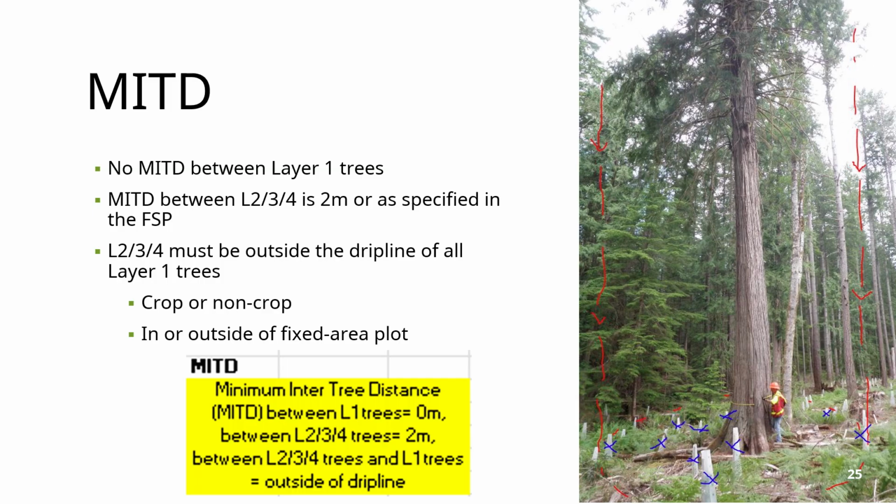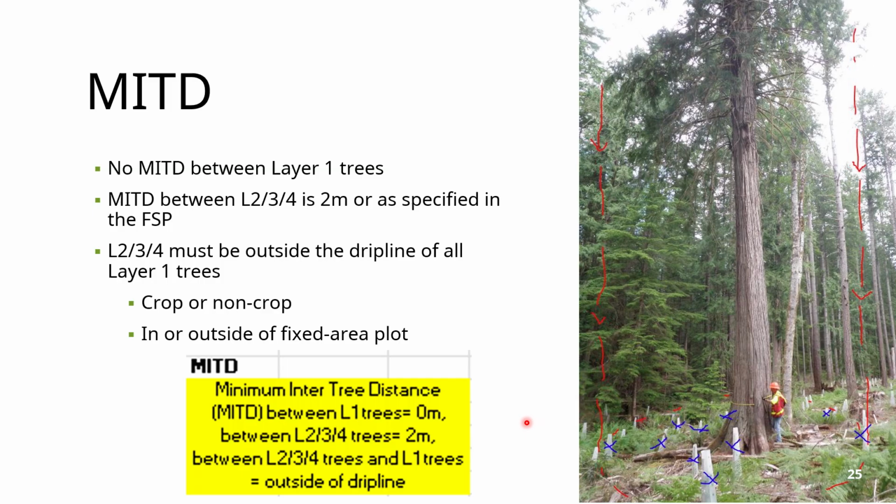Okay, next, this is what was entered into the spreadsheet. I'll just explain what that means. For CEDRSS, there is no MITD for the layer 1 trees. So you can have 2 residuals that are directly adjacent to each other, within 5 centimeters of each other. And as long as they meet the damage criteria and they're ecologically suitable, you can count them both as crop trees. In contrast, for your layer 2, 3, and 4 trees, they need to be 2 meters apart from each other or whatever MITD is specified in your forest stewardship plan.